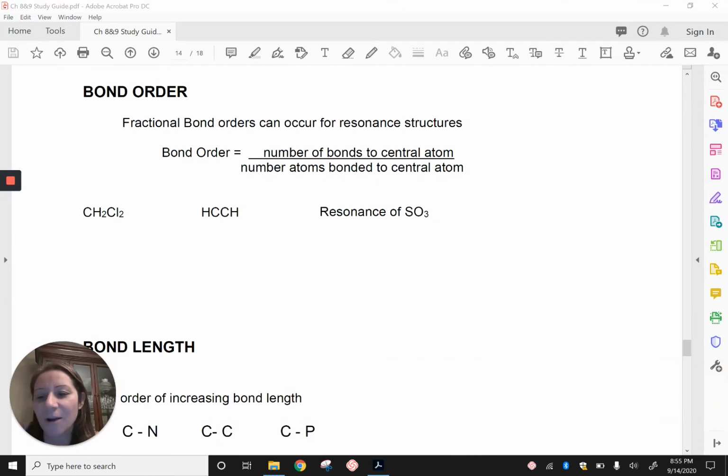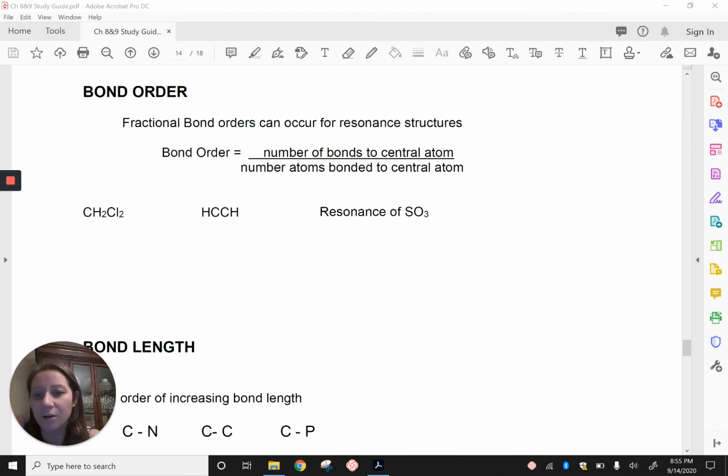Hi guys, we're going to talk about bond order and bond length. So let's start with bond order. Bond order kind of tells you what kind of bonds are the average of all the bonds in your molecule. For example, if the bond order is 1, that means that the average of the bonds in the whole molecule are single bonds. If the bond order is 2, that means that the average is double bonds. If it's 3, then that means the average is triple bonds, and so on.